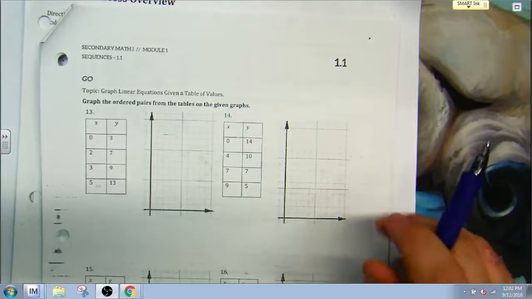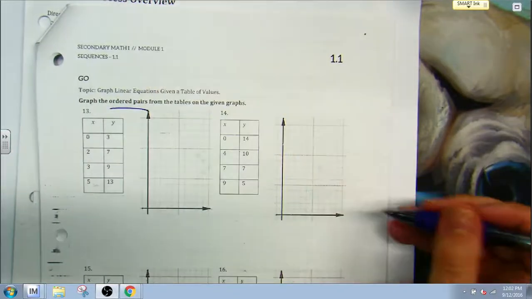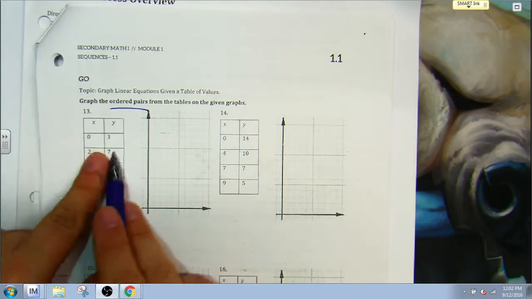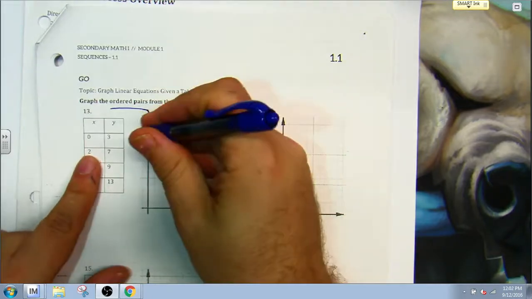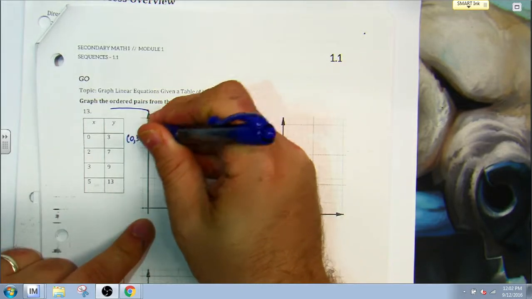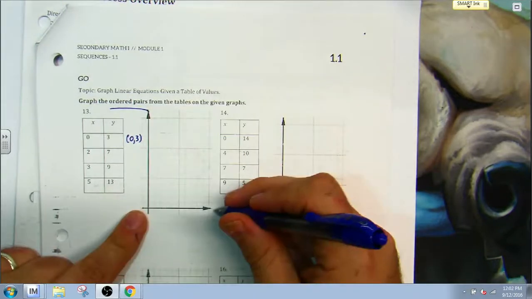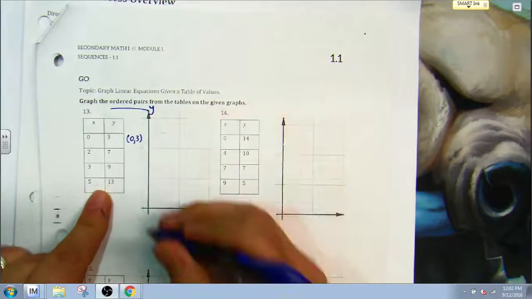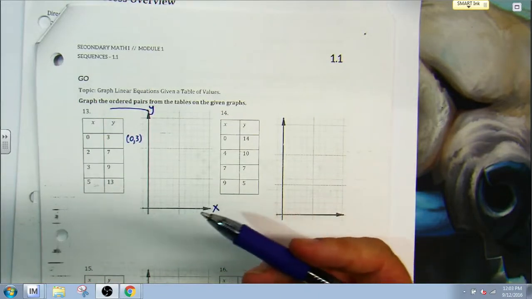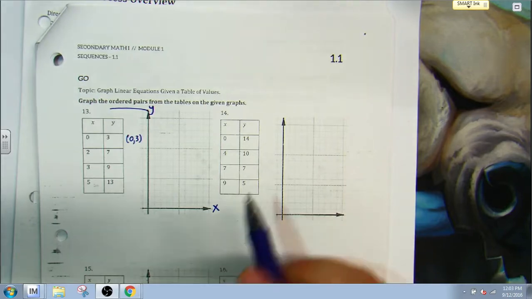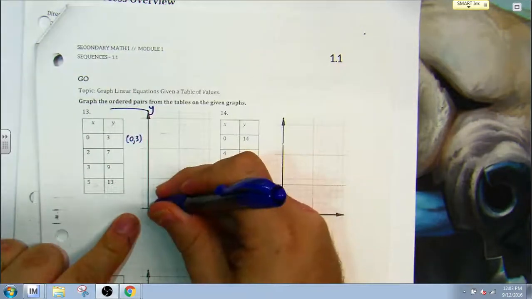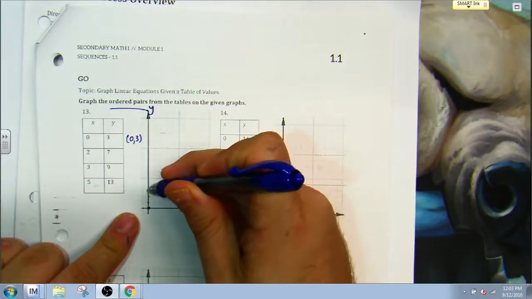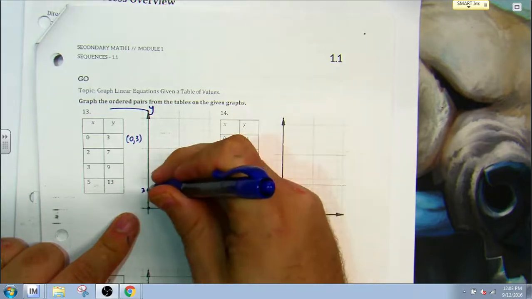Finally, the last page of this homework is asking you to graph the ordered pairs from the tables. So when I look at this and I see 0 in my x column and 3 in my y column, I'm thinking of the point 0, 3. When I look at my graph, this is my x-axis, it goes left to right, and this is my y-axis, it goes up and down. To graph this, I have to graph my x and my y at the same time. So I see that my x is 0, so this is where it's 0, and my y is 3. I count up on my y, 1, 2, 3. That's 3 right there. So there's my first point.